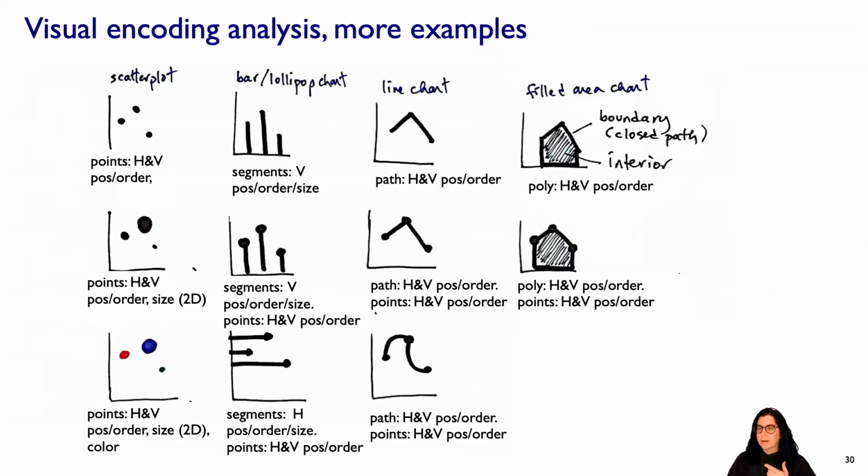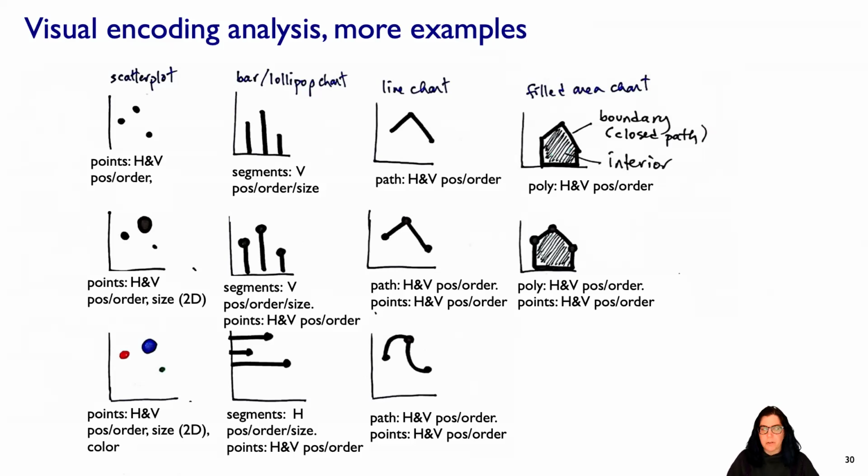So let's go back to that example, but let's look at a few more. Before, we did see this idea that we have a scatter plot. So we have those points which are horizontal and vertical. And now that we've talked about order, we can realize we have both position and order horizontally and vertically for the scatter plot. And then we had that example where we added size coding, that is 2D size and area, and then we added color. So that's the column on the left.